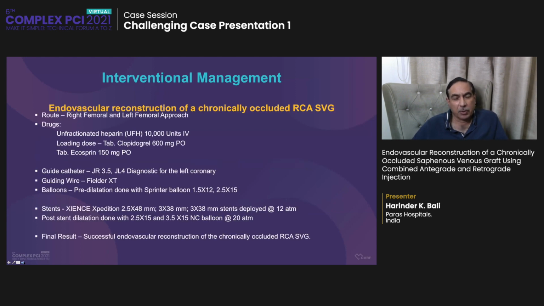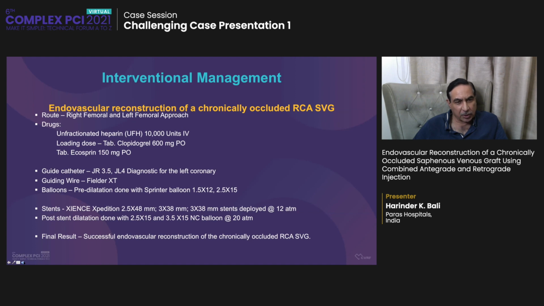So we decided to take him for angioplasty, considering his class 3 angina. Native vessel right coronary angioplasty was not possible, so we decided to do an endovascular reconstruction of the chronically occluded RCA SVG. We chose both the right femoral and the left femoral route and 6 French sheath. This patient was given unfractionated heparin 10,000, and he was loaded with clopidogrel 600 milligram and aspirin 150 milligram.